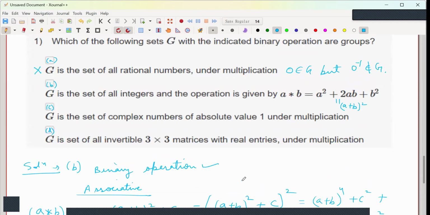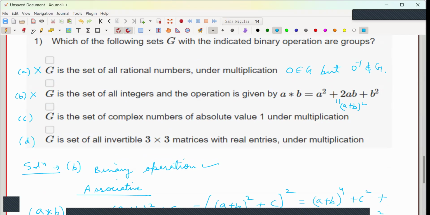So this is also not a group. Yes. So what about the third part? Third one is a group. G is a set of complex numbers with absolute value 1 under multiplication.